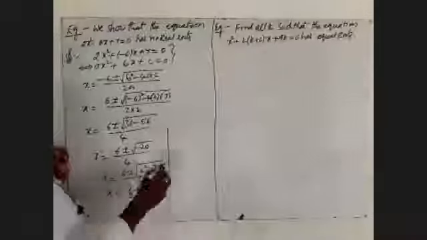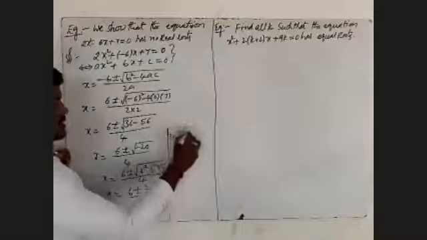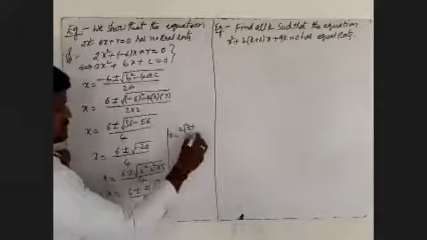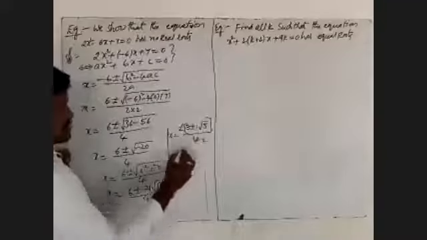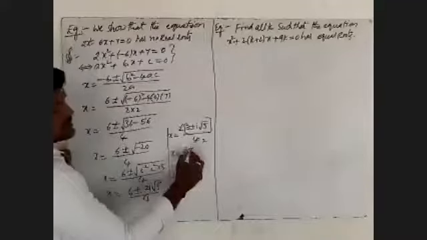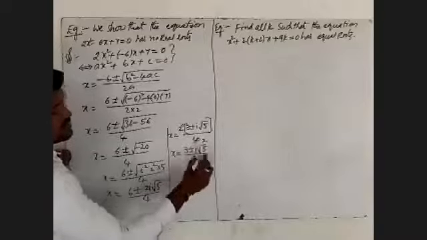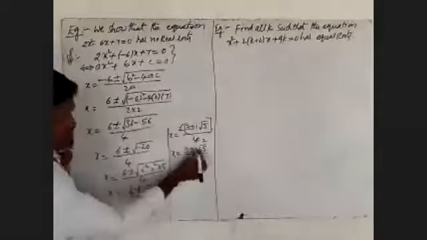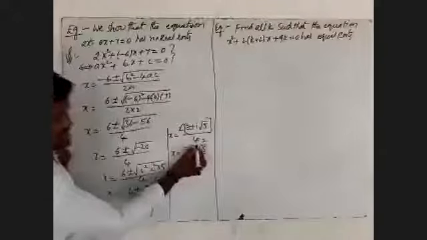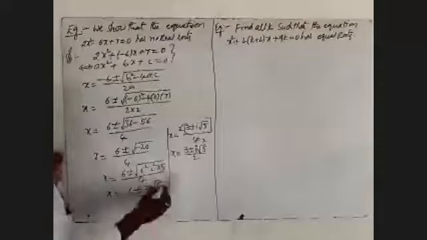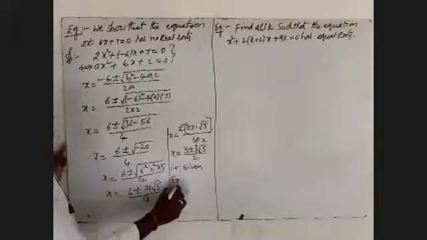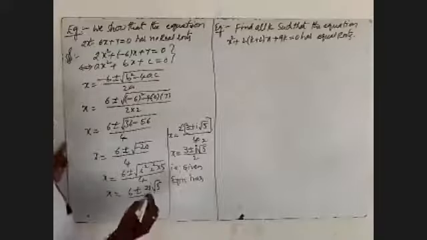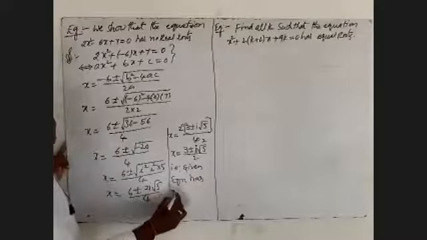Now 2 is common, remaining we have 3 plus or minus i root 5 by 4, and 2 ones, 2 twos, remaining we have x equal to 3 plus or minus i root 5 by 2. There are no real values, because the given roots have the imaginary value i. So the given equation has no real roots.